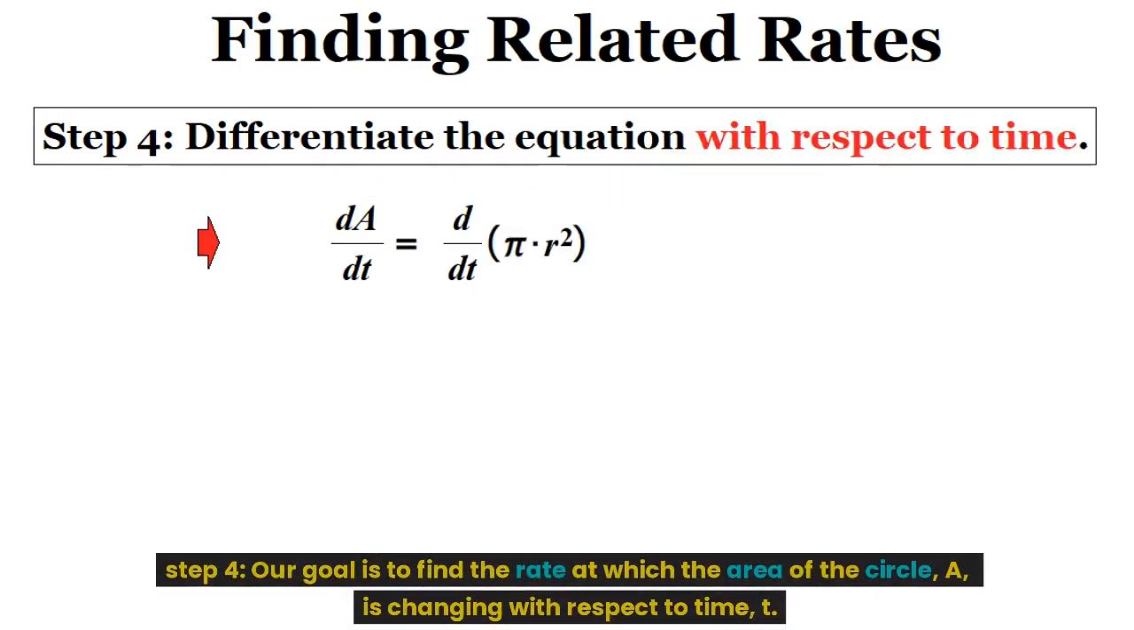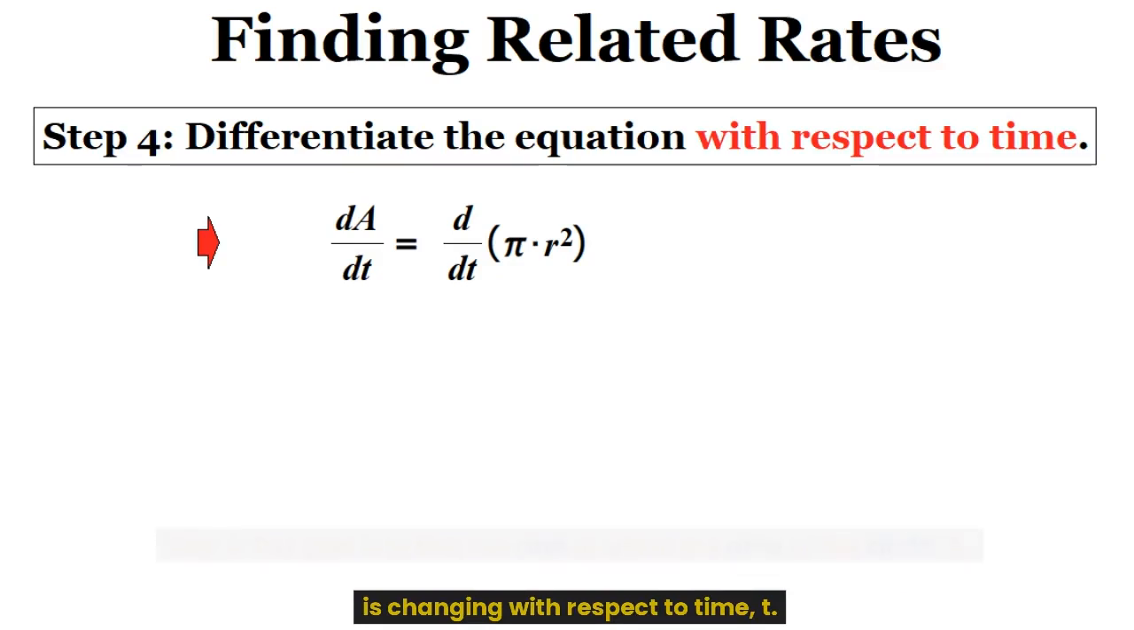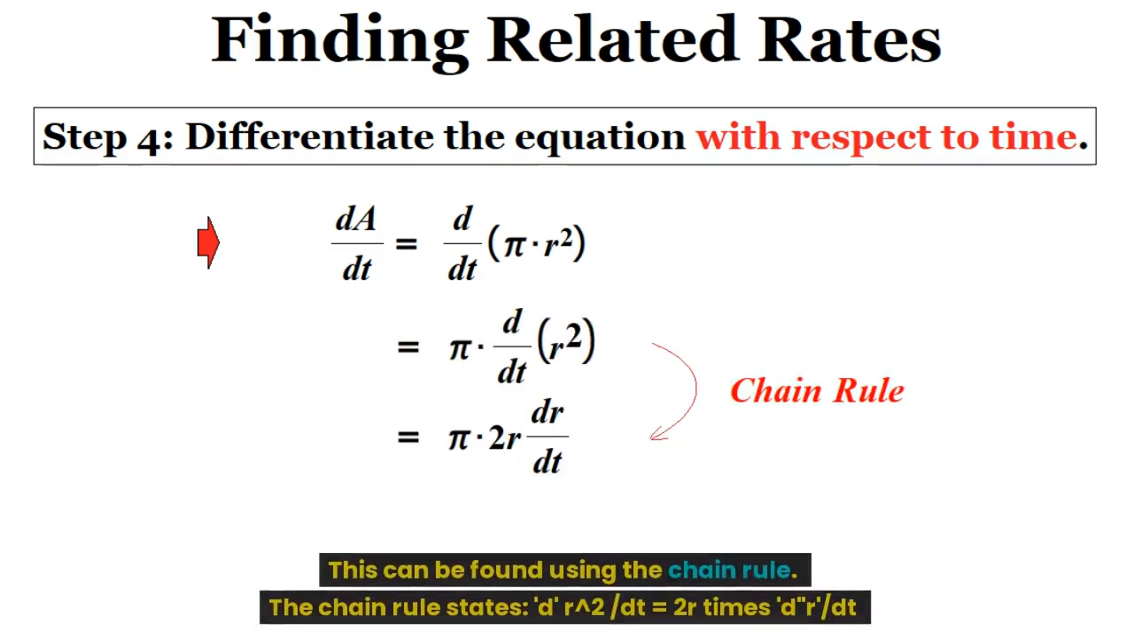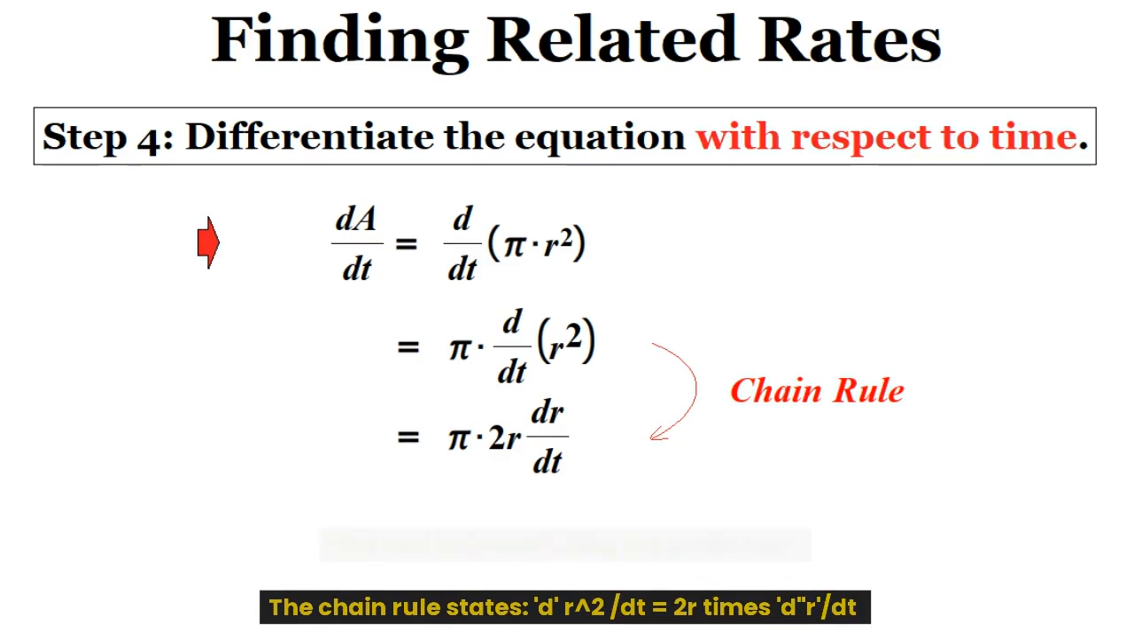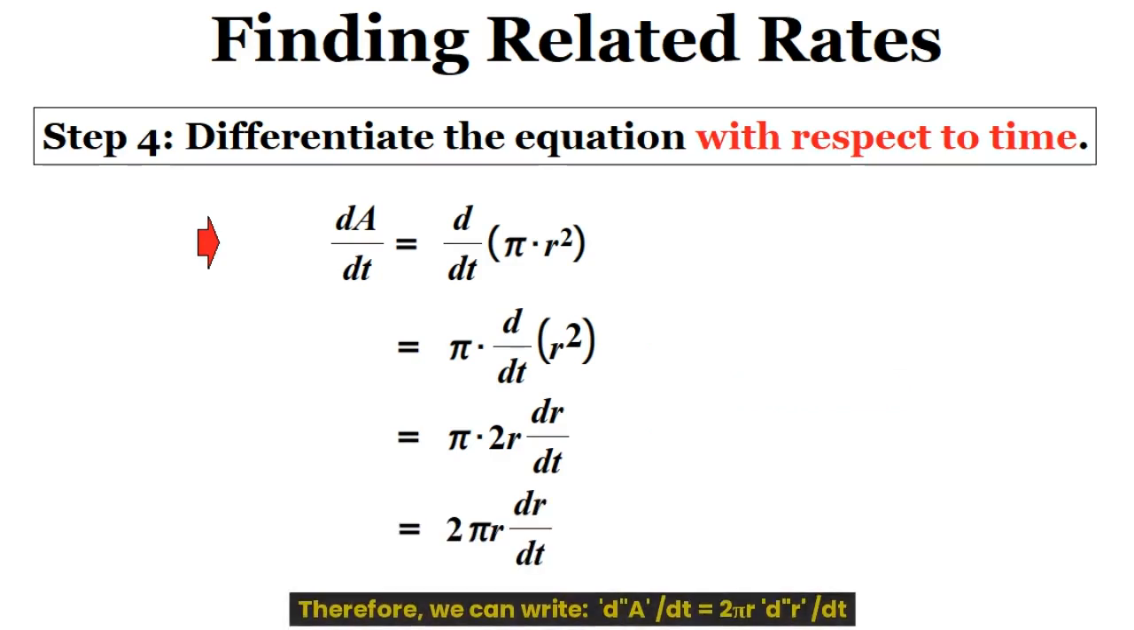Step 4. Our goal is to find the rate at which the area of the circle, A, is changing with respect to time, t. This can be found using the chain rule. The chain rule states d(r squared)/dt equals 2r times dr/dt. Therefore, we can write dA/dt equals 2 pi r dr/dt.